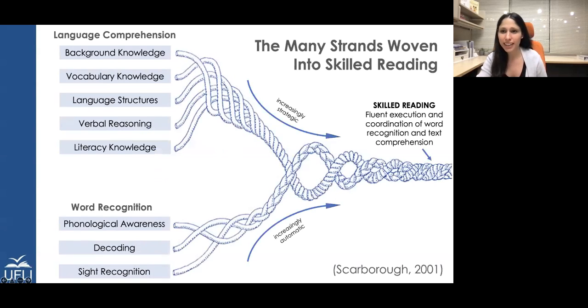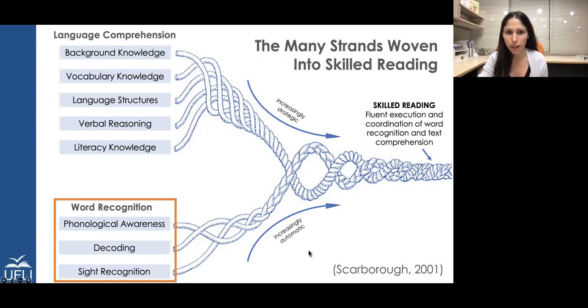And so I wanted to begin. I know you all in this group are very familiar with this visual, Scarborough's rope, but just to position us for the rest of the evening, what I'll be discussing related to small group will focus on the word recognition aspect of the reading rope. Again, not to say that language comprehension isn't very critically important for our students, but I only have 1 hour, and a lot of the resources that UFLI has developed for teachers focuses on this word recognition part.